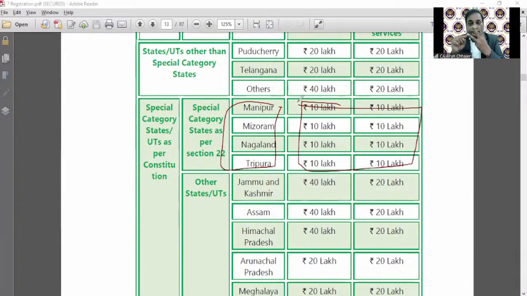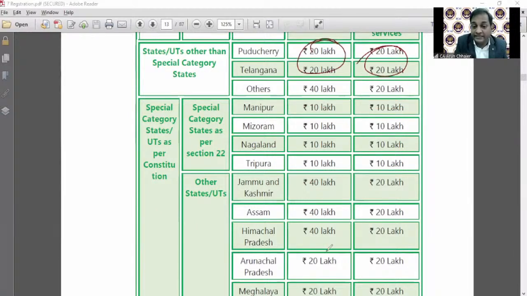Third point, special category state as per Indian Constitution is total 11, out of which 4 are the special category states for the purpose of section 22, and the balance 7, what would be the limit? 40 lakhs if I am exclusively engaged in the goods, and 20 lakh if I am providing only services or goods and services. Till now, is it clear? Kindly confirm so that I can move to the notification and explain why there are certain exceptions. These 3 important points. I hope it will answer all the questions which you have asked till now.